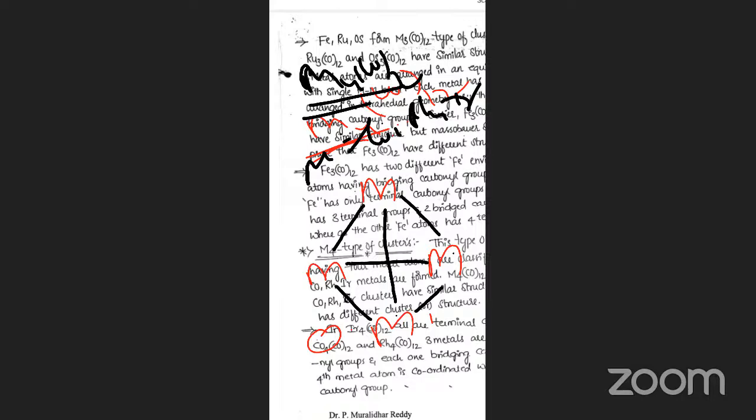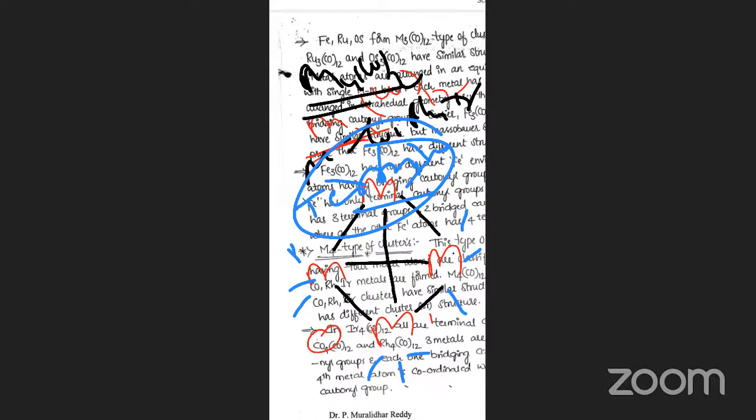Then how many COs are there? 12 COs are there. Each metal is bound with three COs. All COs are acting in terminal mode, or linear mode. This is nothing but four-coordinate.